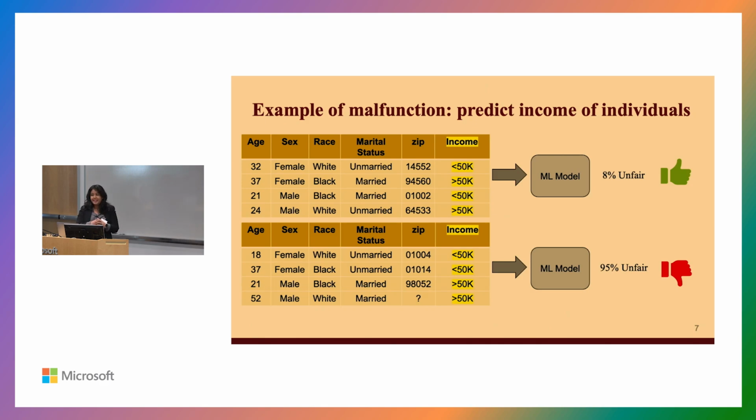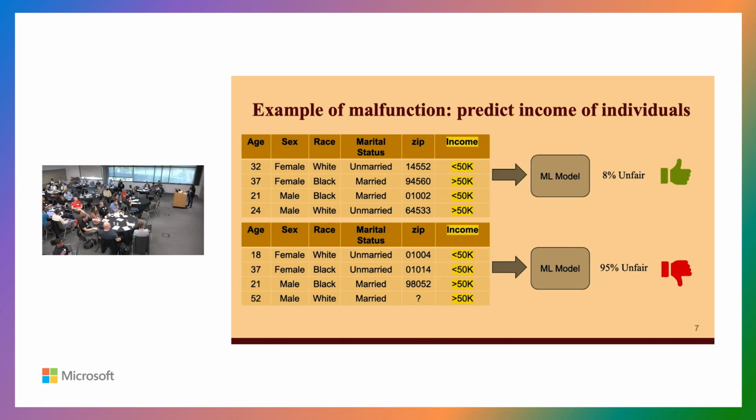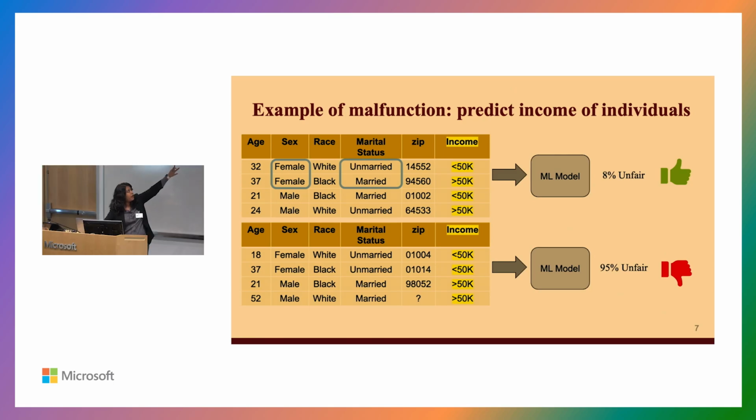Can anyone guess? Okay, the marital status, which was perfectly correlated with sex. Yeah, you are correct. What happened is, in the first case, we had one married female, one unmarried female, one married male, one unmarried male. So there is no way to tell if a person is male or female by their marital status. So no correlation. Here, all females are unmarried and all males are married. So there is a perfect correlation between sex and marital status.